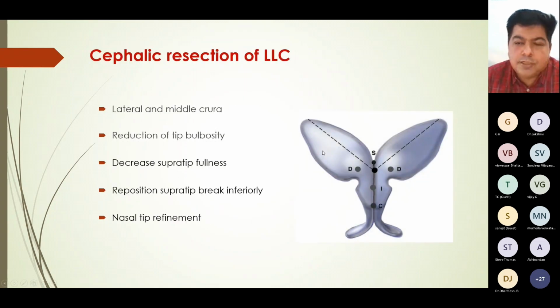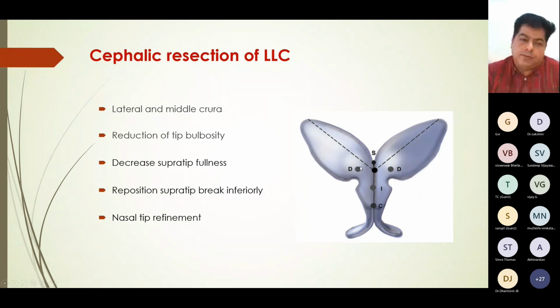So look at these two lower lateral cartilages. So these are lower lateral cartilages. This is the supratip breakpoint. This is the infratip breakpoint. This is the columellar breakpoint. And these are the dome defining points.